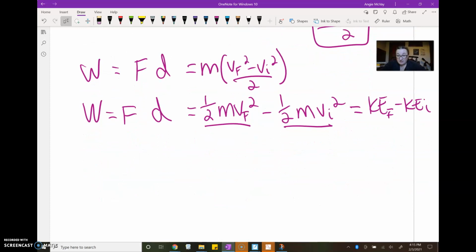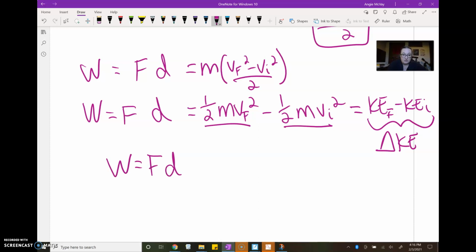What's one way that we can summarize what this is called? A final anything minus an initial anything? We call that the change in kinetic energy. Final minus initial is always the change in. So if we write this in its most abbreviated terms, work is equal to a net force times the displacement that it causes. Net force causes objects to speed up and slow down, so they will be accelerating, and their kinetic energy will be changing.